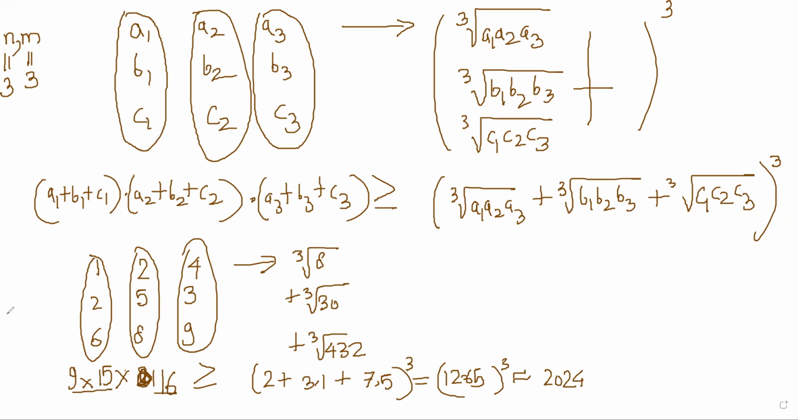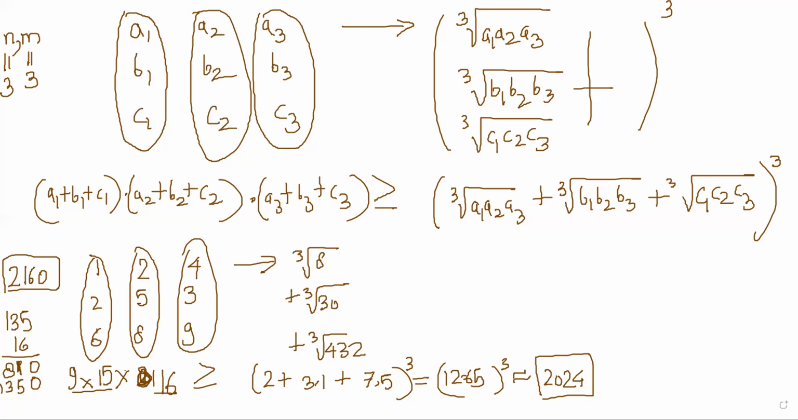So you get 135 into 16, right? 1 plus 2 plus 6, 9, 7 plus 15, 7 plus 9, 16, correct. 135 into 16. So that comes out to be actually 2160 if you see. So clearly it is greater than this 2024. So right now we are seeing it with numbers.